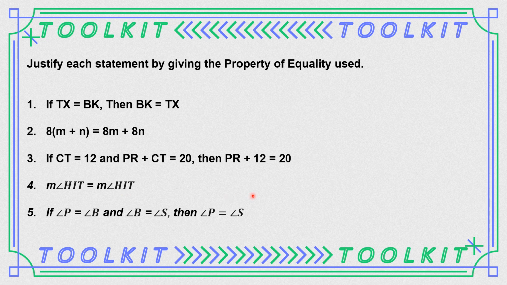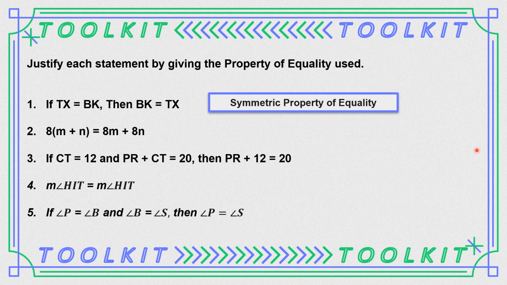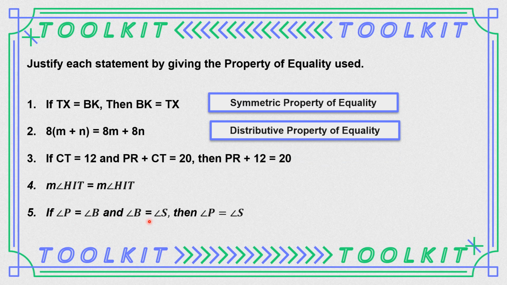So, reflexive. Number 5. If angle P is equals to angle B, and angle B is equal to angle S, then angle P is equal to angle S. So, ano po kaya siyang property? So, yung property na ginamit po dyan is yung transitive property of equality. Okay, so tingnan nyo po, pareho pong may B. So, ang kukopyain mo lang dyan itong A tapos yung C. Yung angle P and angle S. Okay po?